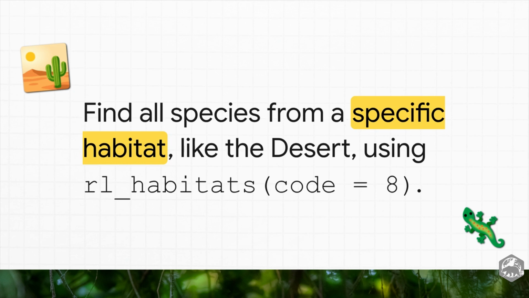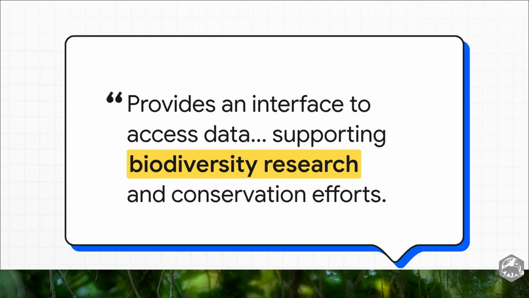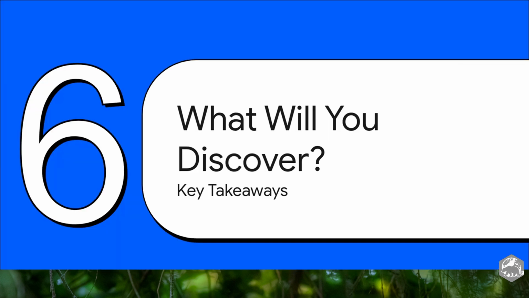It's amazing. And really, this quote from the package's description just nails it. The whole point is to provide an interface to access data supporting biodiversity research and conservation efforts. It's not just about code, it's about enabling the critical work that our planet desperately needs. So, as we start to wrap this up, I think it's pretty clear that redlist is way more than just a bit of code. It's really a key that unlocks a whole universe of critical information.